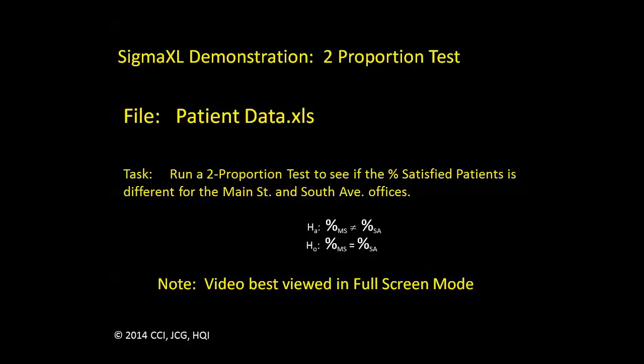The file will be patient data, and our alternative hypothesis will be set up that the Main Street office is not equal to the South Avenue office relative to percent of patient satisfaction. The null hypothesis will be that they are the same. Let's open our file and get busy.